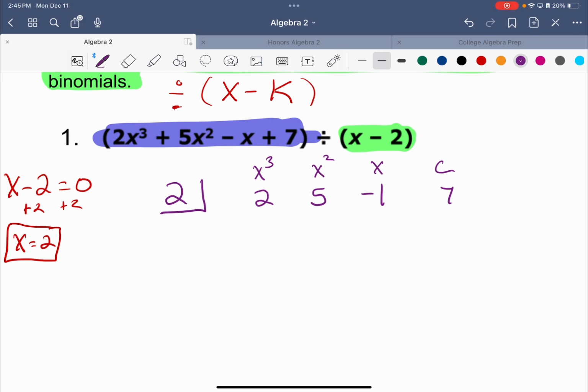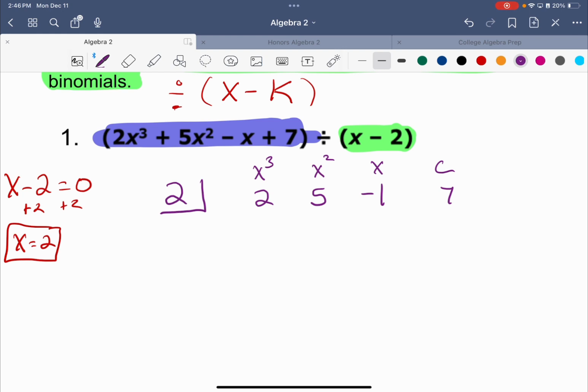If we start with x cubed, there has to be an x squared and an x and a constant. If one of them is not there, say the 5x squared wasn't there, we're going to fill it in with a 0. And we'll look at that in just a minute. But we have to go down the line.